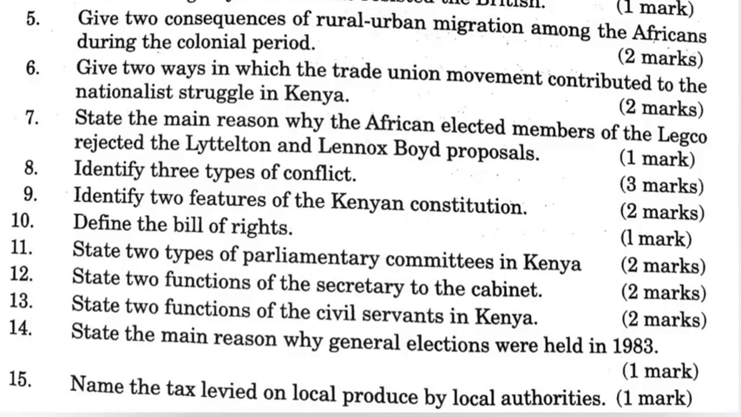Question 9. Identify two features of the Kenyan Constitution. Number 1. It provides for separation of powers in the government. 2. Provides for the rule of law. 3. Provides for respect for and protection of individual human rights and freedoms. Question 10. Define the Bill of Rights. It refers to the section of the Constitution that contains the rights and freedoms of the individual citizen.